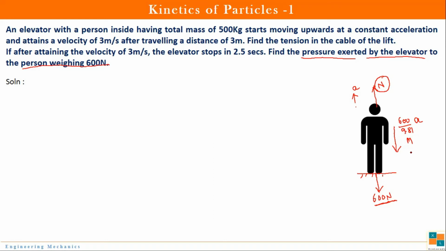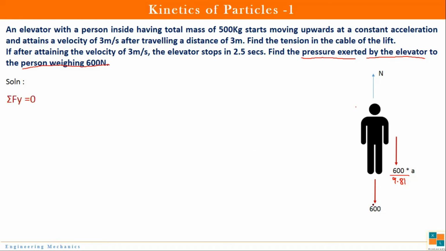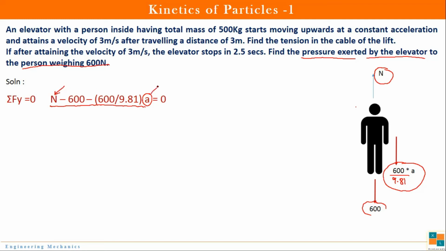So now we can apply the conditions of equilibrium in this particular case. There is no force in the x direction, so directly I will write summation of Fy is equal to 0. For y we have three forces: the weight, this 600 divided by 9.81 into a, and the normal reaction N. Substituting this, I will get N minus 600 divided by 9.81 into a is equal to 0. Again there are two unknowns, one is N and one is a. I will write this as equation number 1.